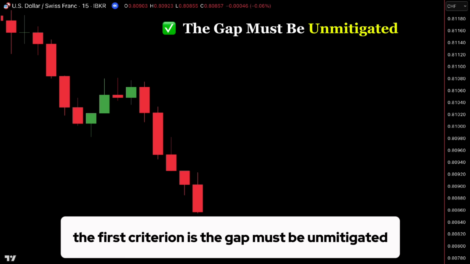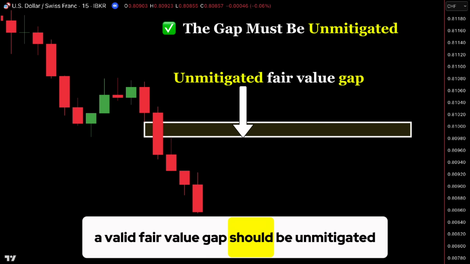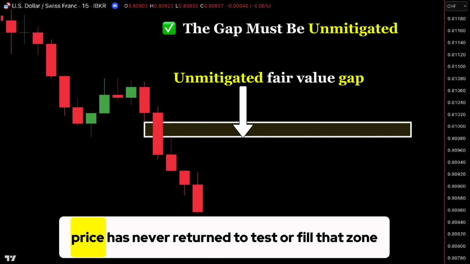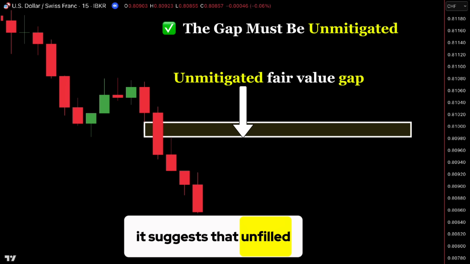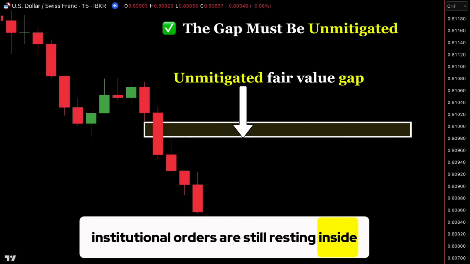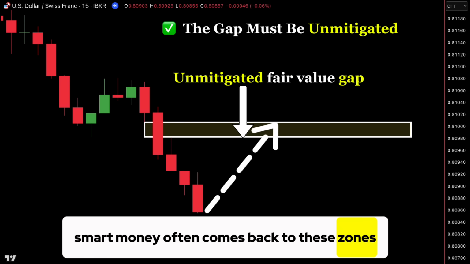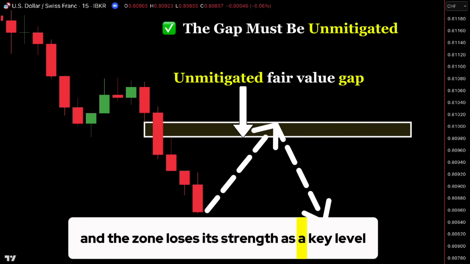The first criterion is the gap must be unmitigated. A valid fair value gap should be unmitigated. In other words, virgin. This means price has never returned to test or fill that zone. When the gap remains untouched, it suggests that unfilled institutional orders are still resting inside, making it a powerful liquidity magnet. Smart money often comes back to these zones to complete unfinished business. Once the gap is filled, the liquidity is consumed, and the zone loses its strength as a key level.